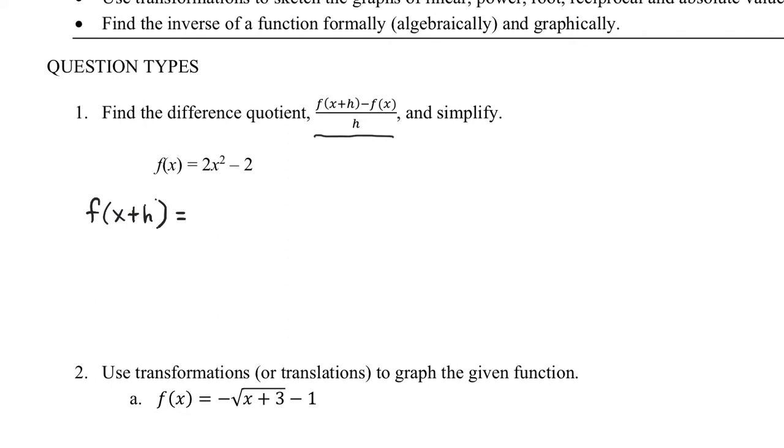So what I would always do is change that variable to an empty set of parentheses. So instead of 2x squared, it's 2 parentheses squared minus 2. And the parenthesis is filled in with whatever's in the parenthesis here. So if x plus h, you fill in with x plus h right there.